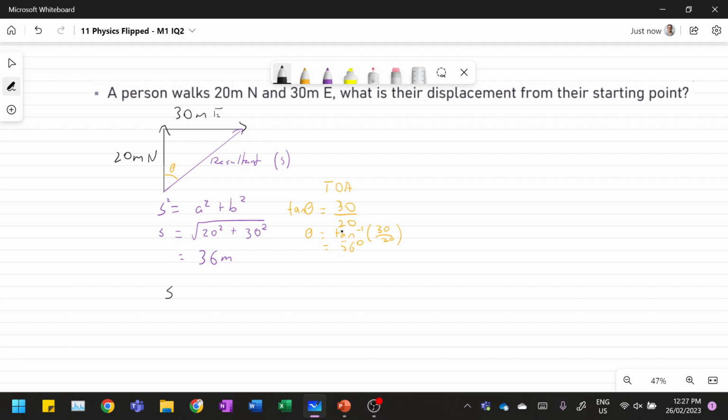So the displacement here is going to be 36 meters, but also we're going to include that it is 56 degrees true. An alternate bearing that we could also show is north 56 degrees east. That would also be an acceptable bearing to put down.